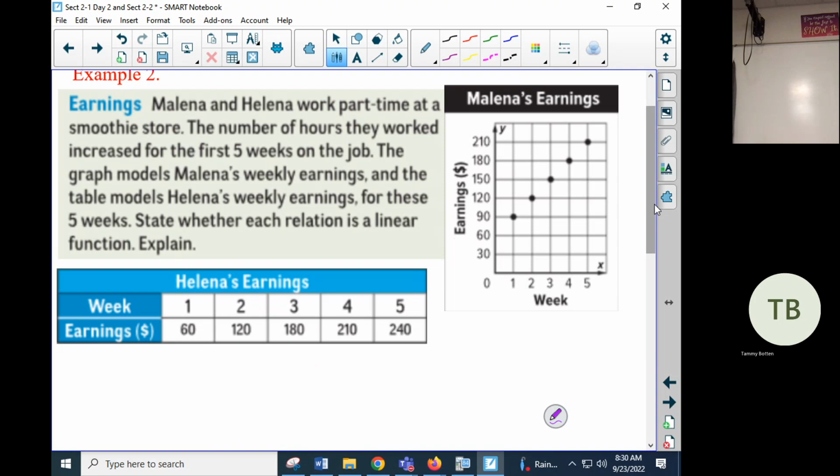Okay, you look at this one, is this going to form a straight line? Yes. So this one is yes, it's a linear function. Okay.